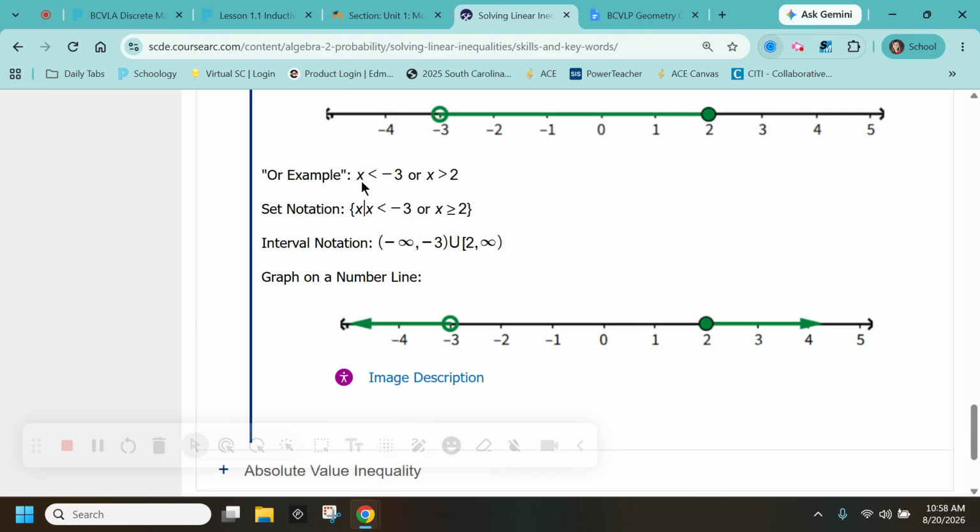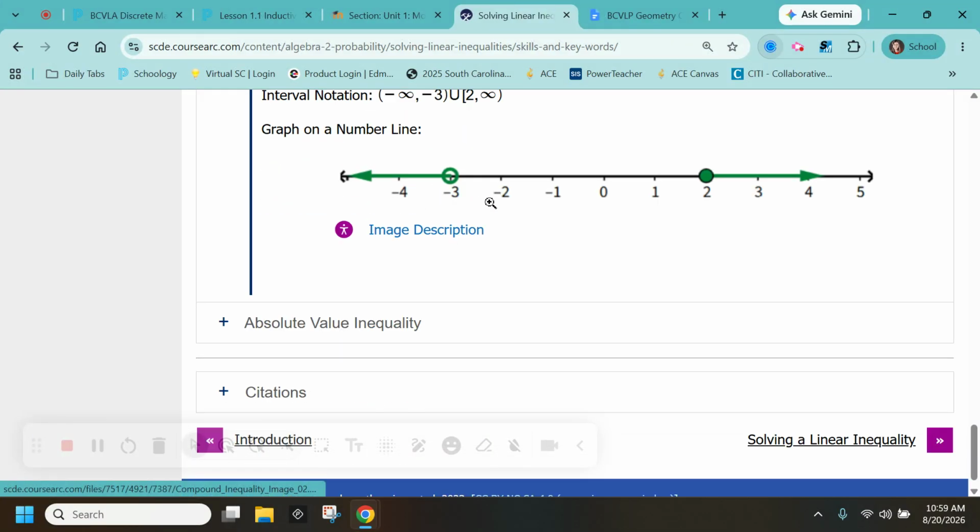An example of or would be x is less than -3 or x is greater than 2. In set notation, the set of all x such that x is less than -3 or x is greater than or equal to 2. What that looks like in interval notation is we have parentheses -infinity to -3, union 2 to positive infinity, and then just make sure you understand where those parentheses and brackets go. And then on a number line, that looks like negative infinity up to -3, not including, or including 2 up to positive infinity.